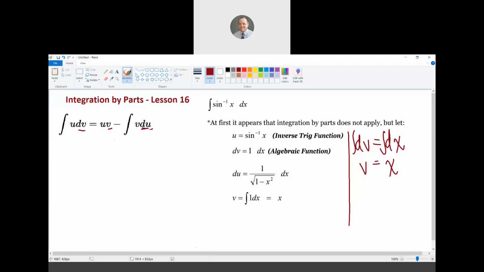Now let me walk you through what they did here for the other part. They let u equal the inverse sine x. And the derivative of inverse sine is a formula unto itself. It is 1 over the square root of 1 minus x squared times dx.